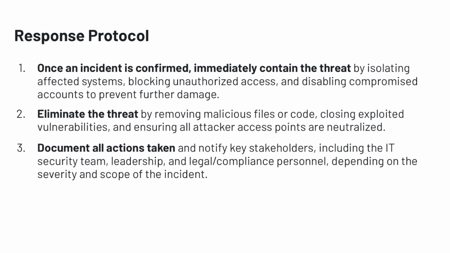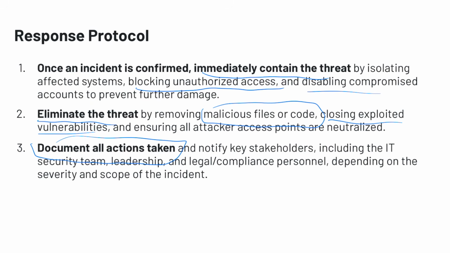of this response plan. So a protocol might be to immediately contain the threat, block unauthorized access to the systems or system as a whole, disable compromised accounts and isolate any systems that are affected, perhaps cutting them off from the network. You might then eliminate the threat by removing any malicious files or code, closing exploited vulnerabilities, and making sure that any ways the attacker could access a particular system or systems are neutralized. And then document everything that's happened, right? And this would have to be spread across your organization, both for compliance purposes and just to make sure that everyone is aware that something has happened and have them be on the lookout for any possible irregularities in the system.